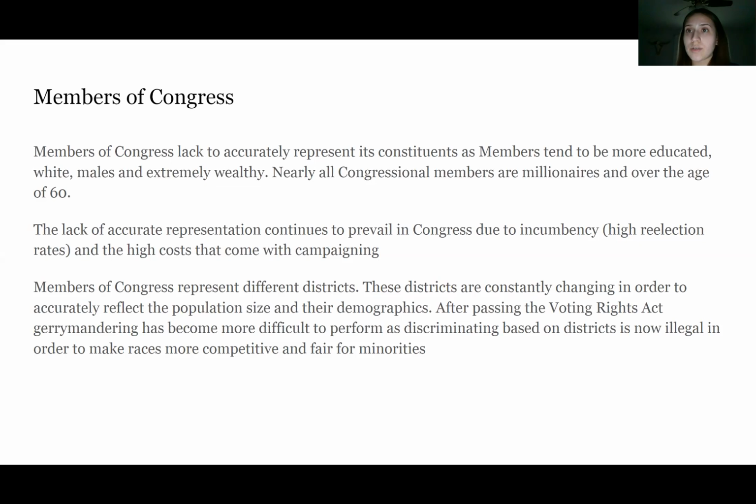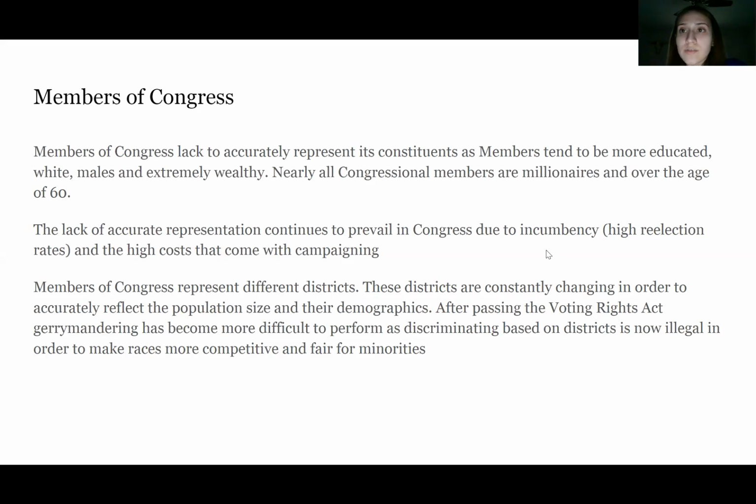So oftentimes you'll hear members of Congress being called the Millionaires Club because there is a trend of them becoming extremely wealthy and controlling that. That brings up questions of, is there an accurate representation of the people within Congress? And we said here, due to incumbency, which is high re-election rates and high costs that come with campaigning.